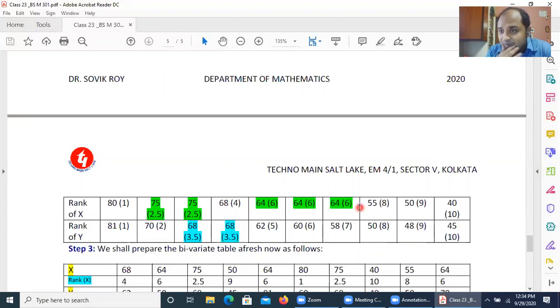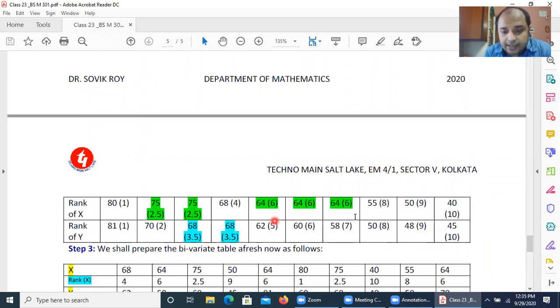64, again repeated thrice, at 5th position, 6th position, and 7th position. I took the average of these 3, and the average is 6. And I put all the 64s, all the 64 marks have been ranked 6 over here. Similarly, 68 appeared twice in the Y series, at the third and fourth position, and I have taken the average of these two, 3 plus 4 by 2, which is 3.5, and 3.5 has been associated to 68 and 68. So I have got 3.5 and 3.5.